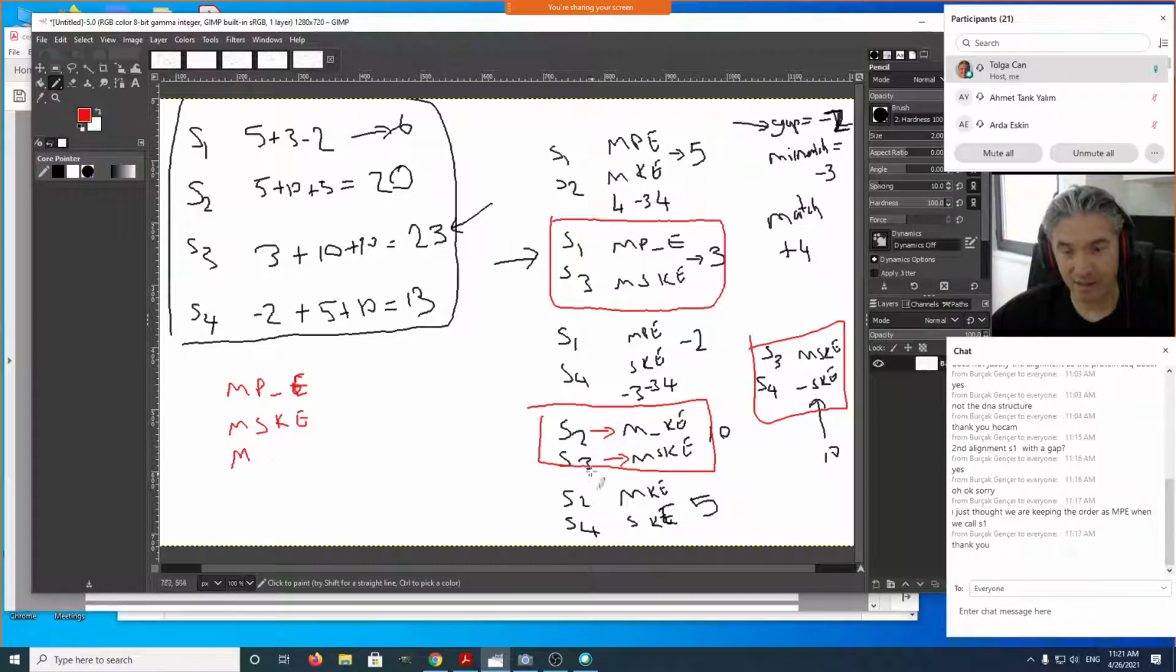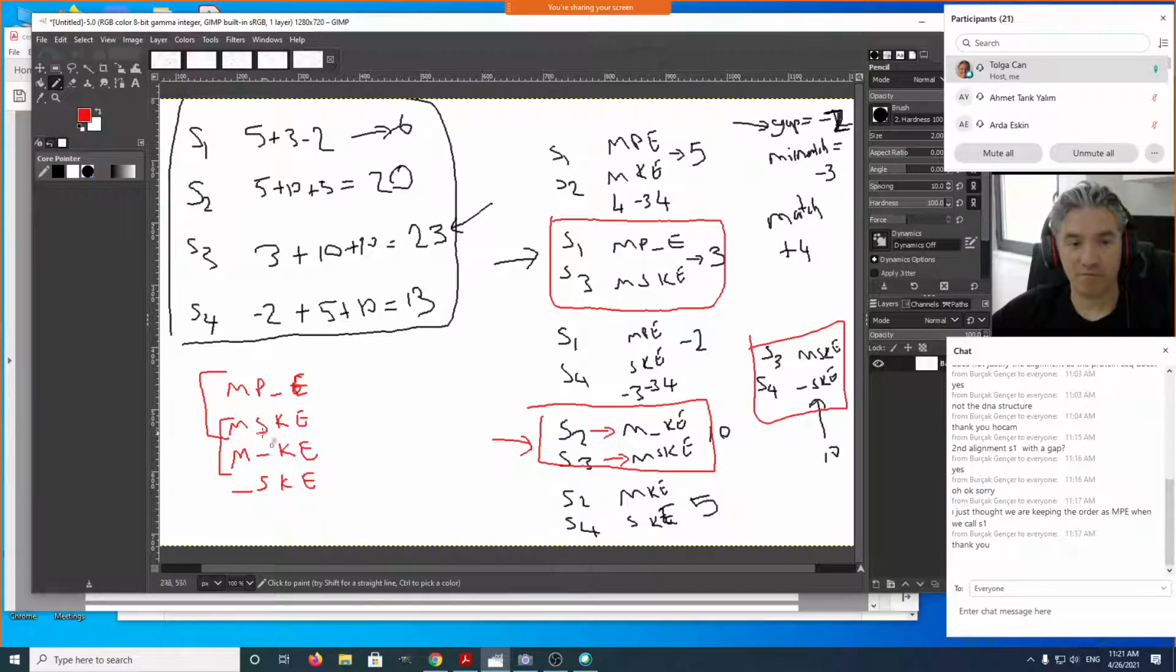M is aligned against this M. There's a gap here against this one, and there is a K here that is matched, and there's an E. So look at this. This is exactly the alignment that is here. And this is exactly the alignment that is here. Now the third one, a gap against an M, and SKE are just like this.